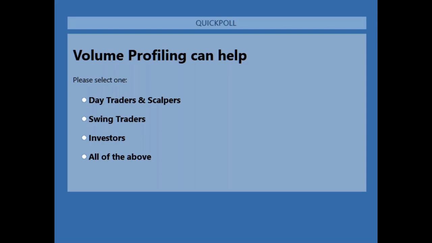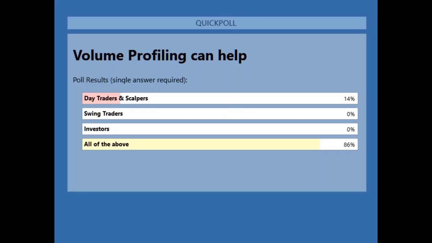There are seven questions. Okay, the question here is, volume profiling can help day traders and scalpers, swing traders, investors, or all of the above. Who does this apply to? Who do you think volume profiling applies to, based on the answers that I provide or the information that I provided? Okay, I'm gonna close this one. Here's how you guys voted.